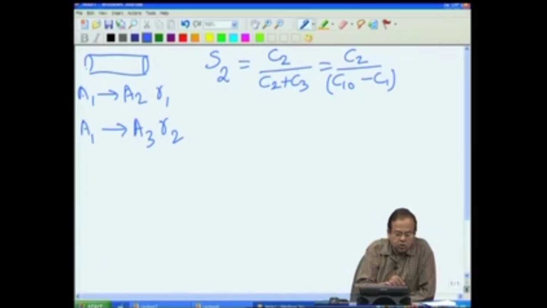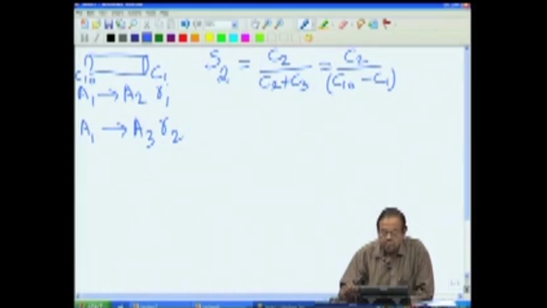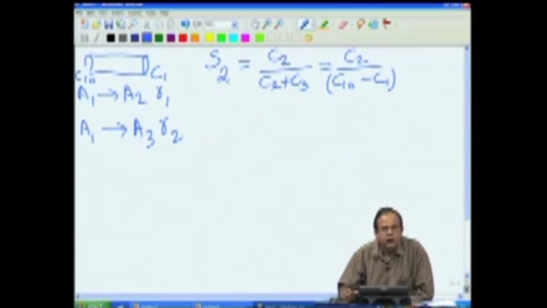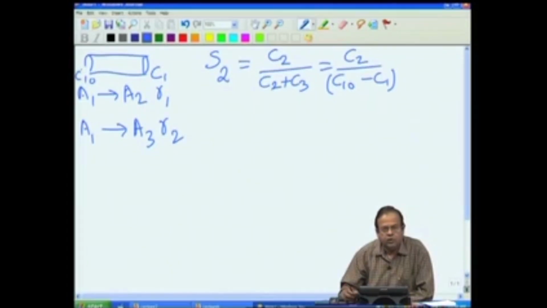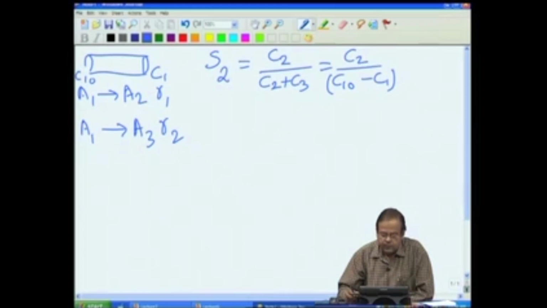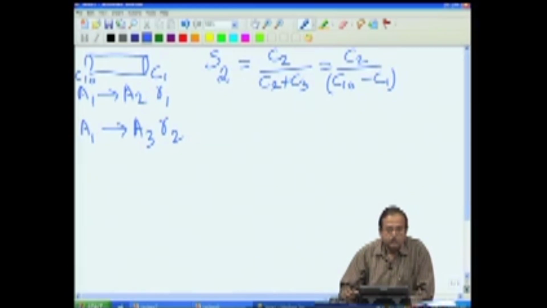So, if C10 is the concentration here at the inlet and C1 is the concentration in the exit, then C10 minus C1 must be C2 plus C3. Once again we have made a small assumption that there is no A2 and A3 at the inlet of the reactor or at the entry point. That is a reasonable assumption, because normally you would not want to feed the reactor with the product itself, because where do we get that product? Okay. So, this is our overall selectivity.